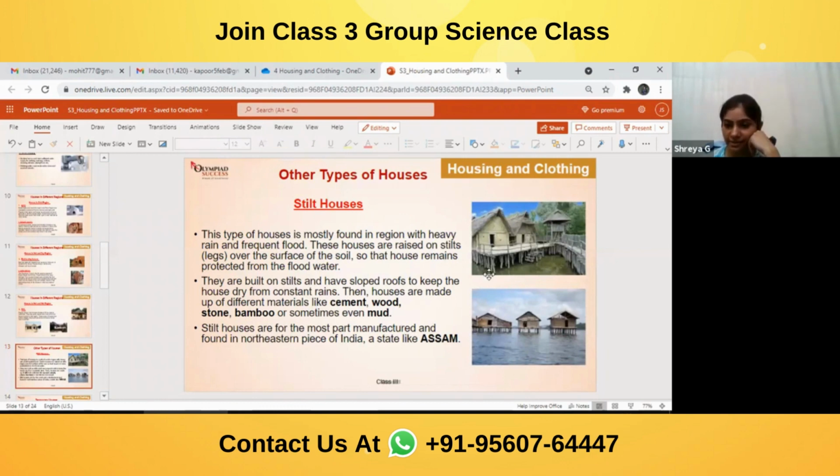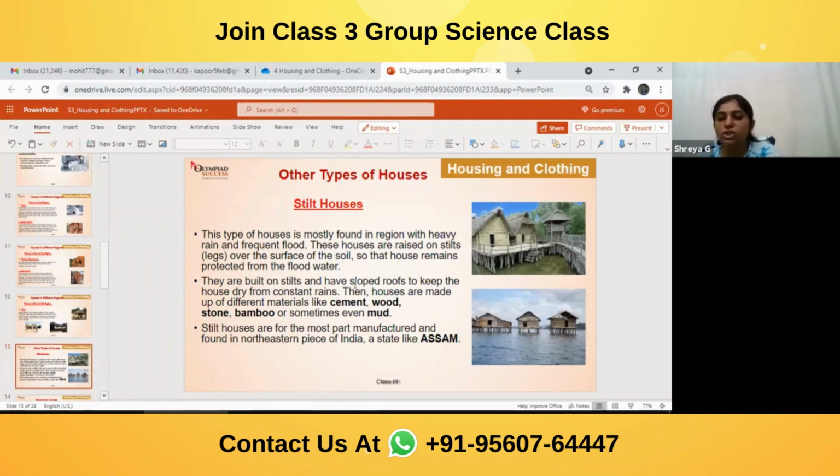Stilt means legs. Okay, these are the legs of the house over the surface of the soil, so that the house remains protected from the flood water. They are built on stilts and have sloped roofs. Sloped means again like that of a hut, sloping roofs, to keep the house dry from constant rains. Then houses are made up of different materials like cement, wood, stone, bamboo, or sometimes even mud.